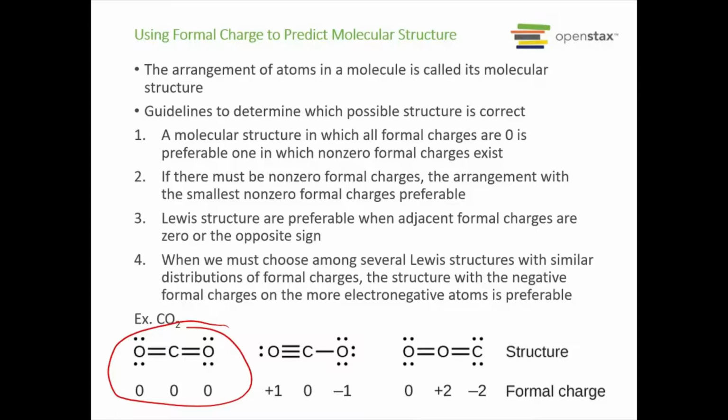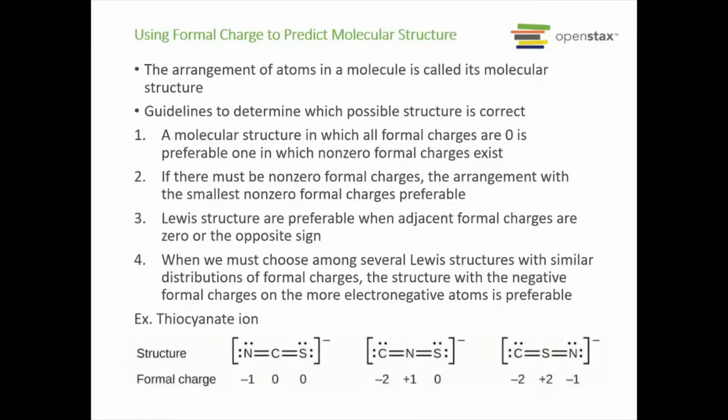The next guideline is that if there has to be some non-zero formal charges, the arrangement with the smallest non-zero formal charges is preferable. So, for example, the thiocyanate ion, there is going to be some -1 somewhere, and it's going to have to be this guy on the far left, because this structure here with the carbon in the center and nitrogen and sulfur on either side ends up with only 1 atom with a formal charge. And it's the smallest one as well. It's only 1 atom with a formal charge, and it's only -1.